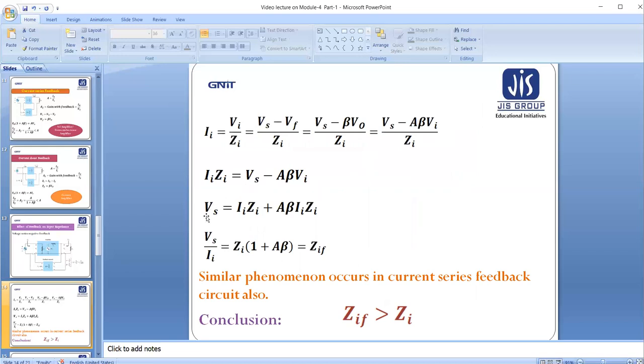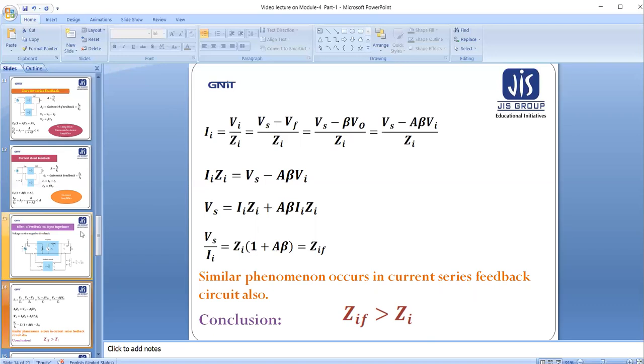Now Vs equals II into Zi plus A beta Vi, and again Vi equals II into Zi. So instead of Vi, I can write II into Zi. II Zi will be taken common. It becomes 1 plus A beta, and II is shifted to the denominator of this fraction. So thus Vs by II becomes Zi into 1 plus A beta.